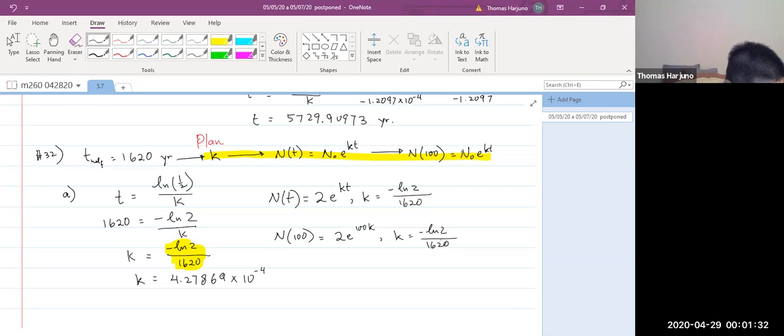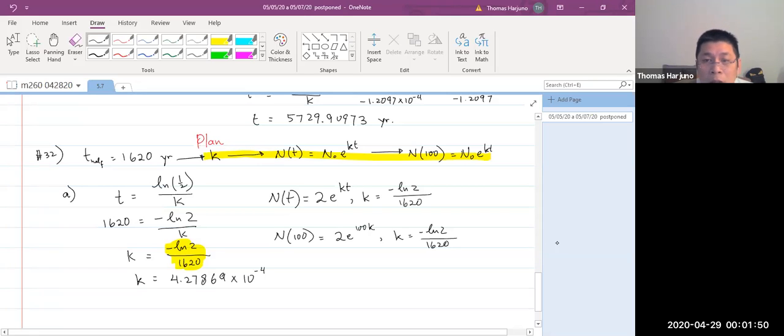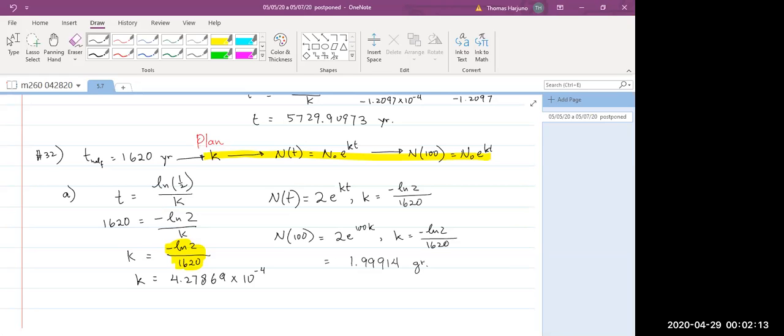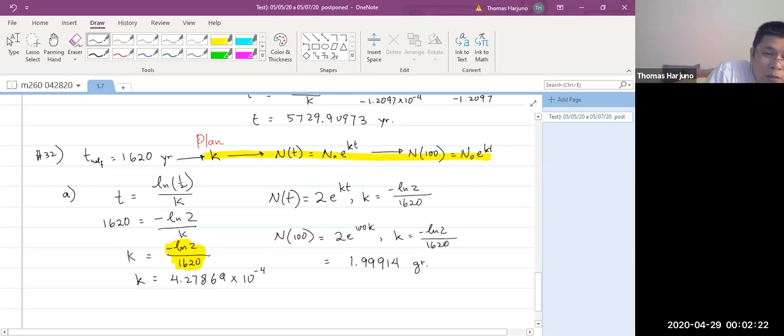ln2 divided by 1620. I need to take the opposite of that, and then e to the power, multiplied by 2. So after 100 years, I get 1.99914 grams. It reduced by only a very little bit. Oh, I got a different number. That's because you didn't use the decimal form of K. You can, but even though the number seems very small, once you do rounding, when it comes to exponential functions, the error may be very big. What do you get, by the way?